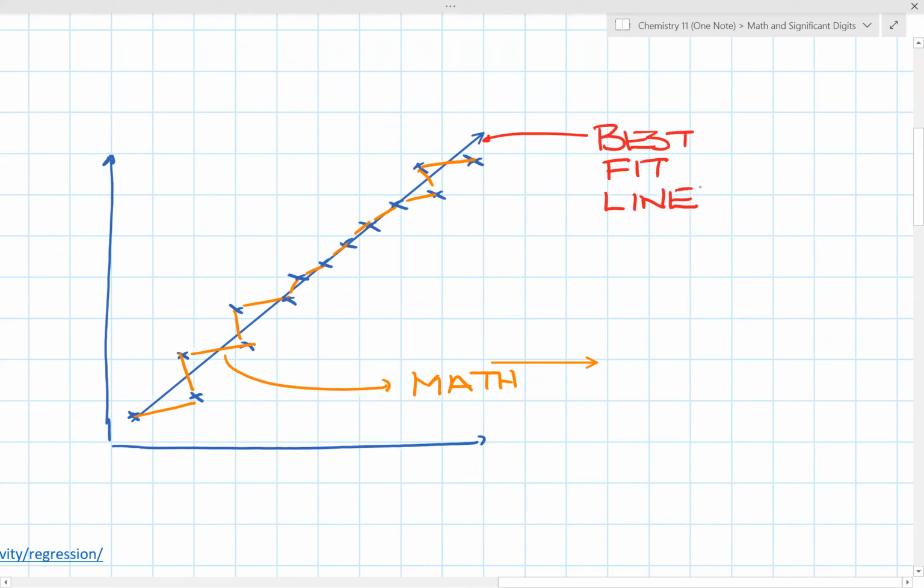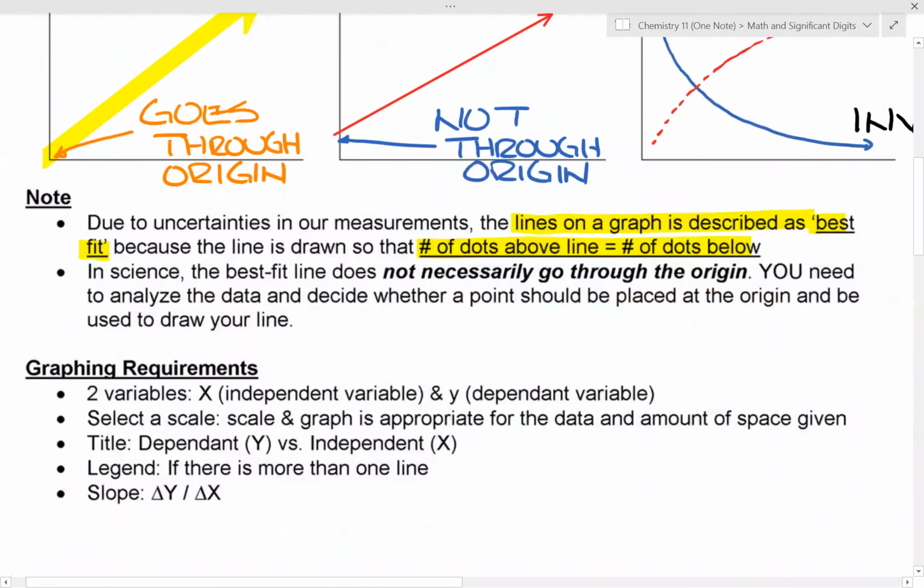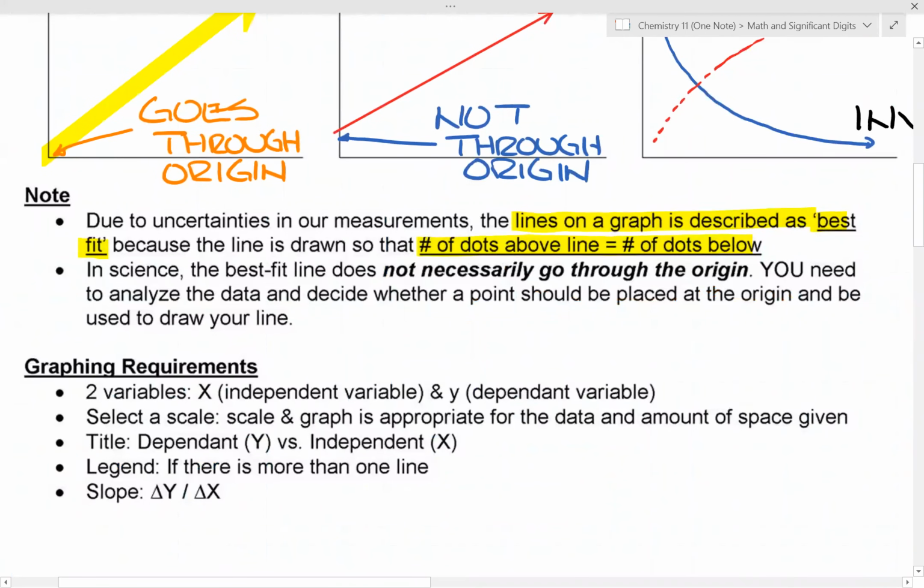Okay, and that's the key difference between math and science. For math, they assume the points are exact numbers, and so that's why sometimes you connect the dots. But in science, we take into account the fact that there is uncertainty, and we want to see what the general trend is in our data. So that's what a best fit line is. Okay. Now, in science, the best fit line doesn't necessarily go through the origin. You need to analyze the data and decide whether a point should be placed at the origin and be used to draw your line.